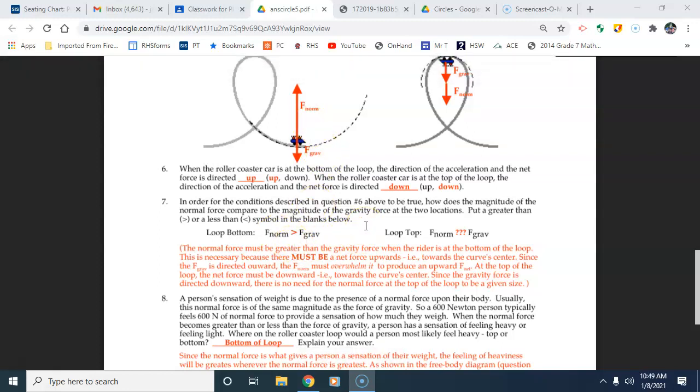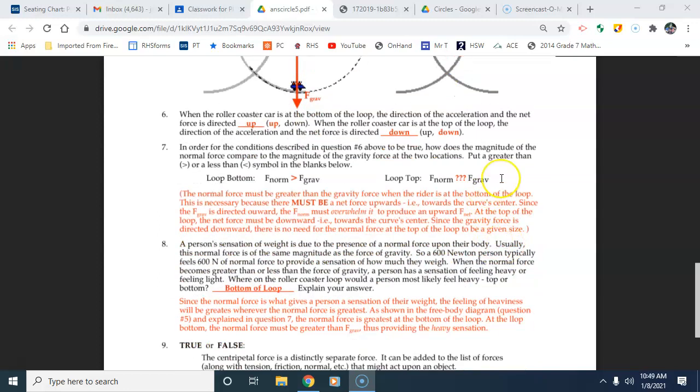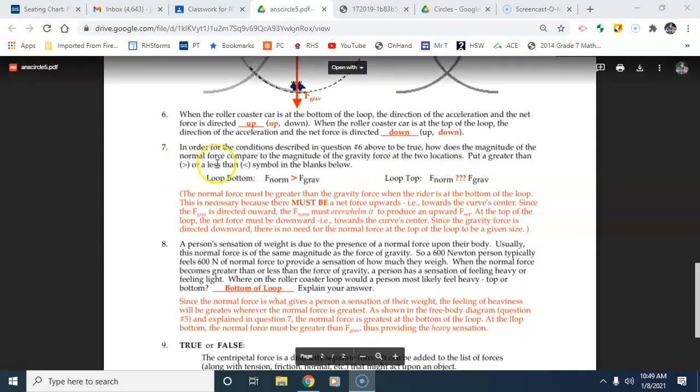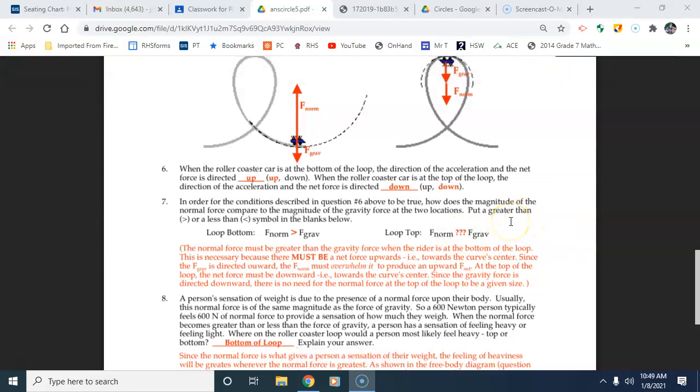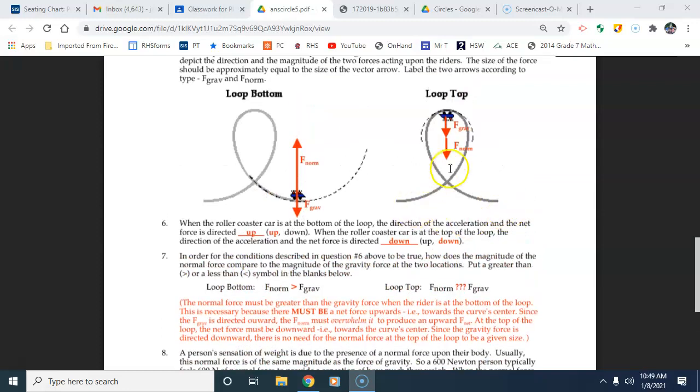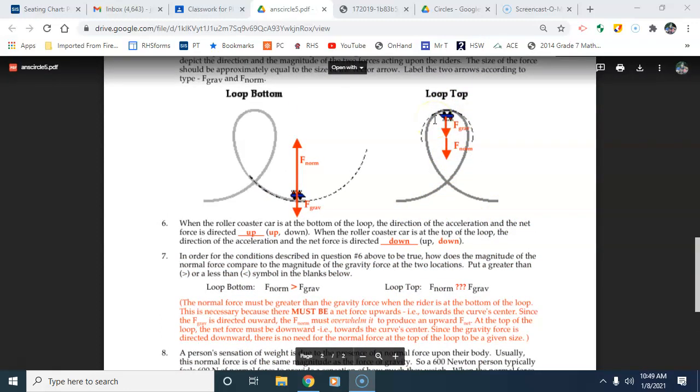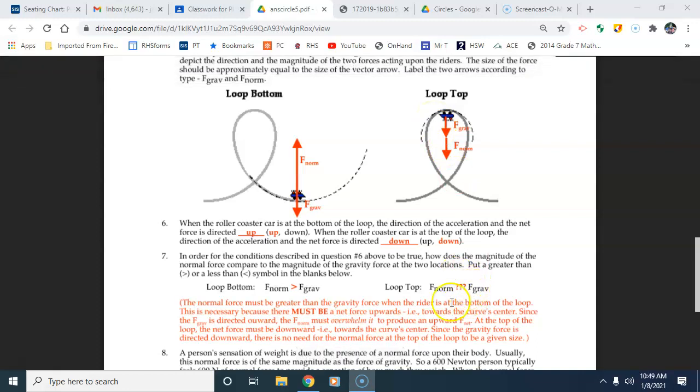Okay? Now on the answer key, you can see they have a question mark here. And that makes this somewhat of a trick question. So if you got it wrong by guessing one of these two, you were kind of led to believe it should be. But actually, there's a question mark there because really it just depends. Okay? If you're going really fast through the loop at the top, then the normal force might be greater than the force of gravity.